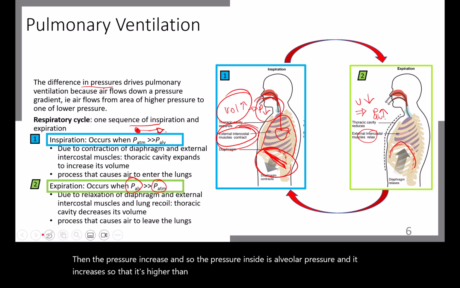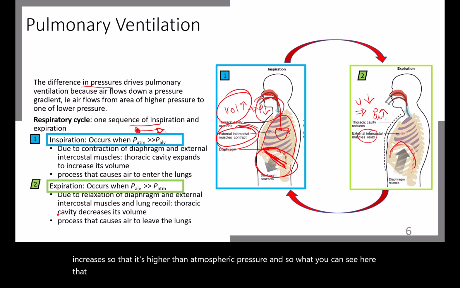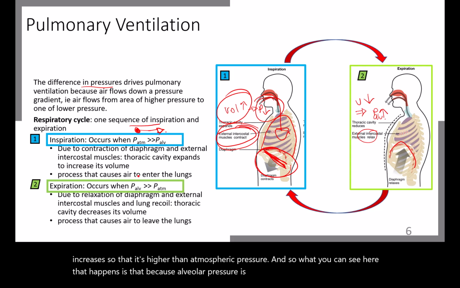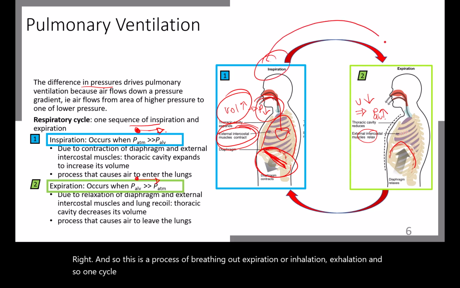And so the pressure inside, alveolar pressure, increases so that it's higher than atmospheric pressure. And so what you can see here is that because alveolar pressure is greater than atmospheric pressure, air goes from the lungs to the external environment, right? And so this is a process of breathing out, expiration, or exhalation. And so one cycle of inspiration followed by expiration is called a respiratory cycle.